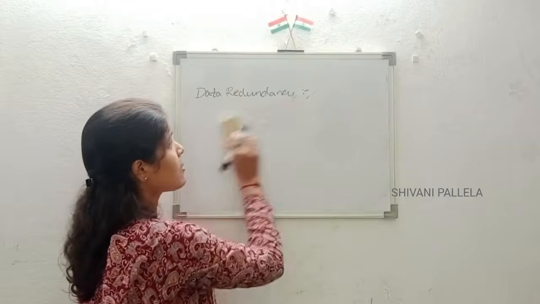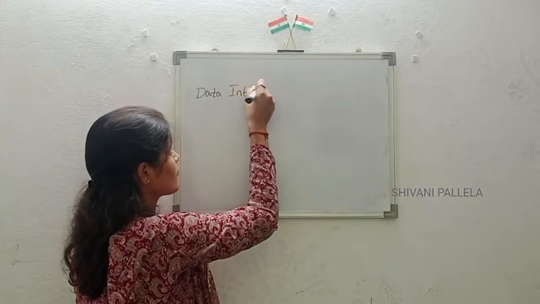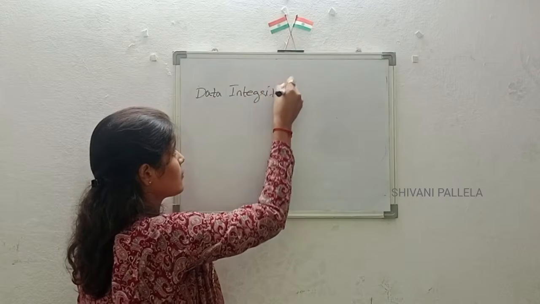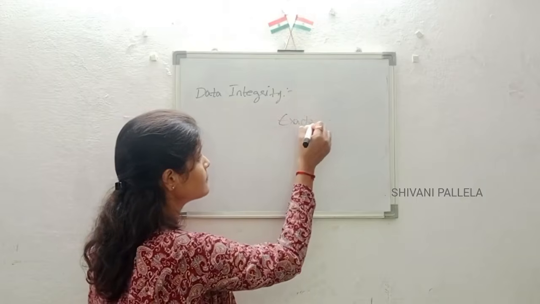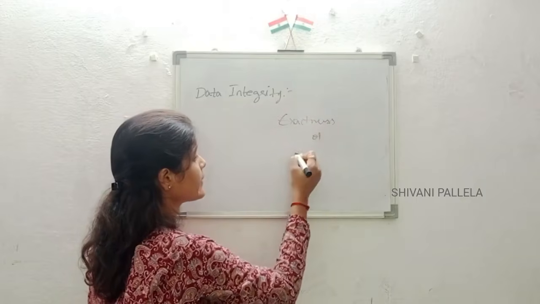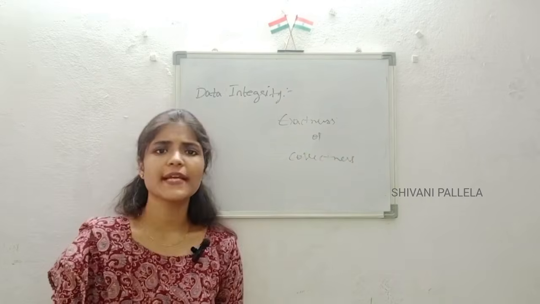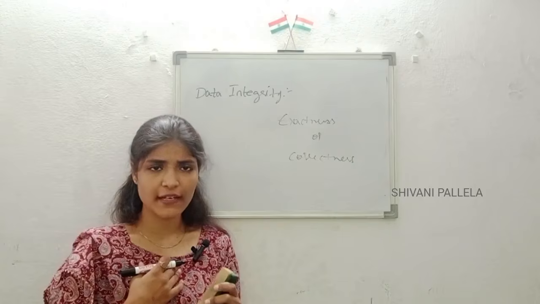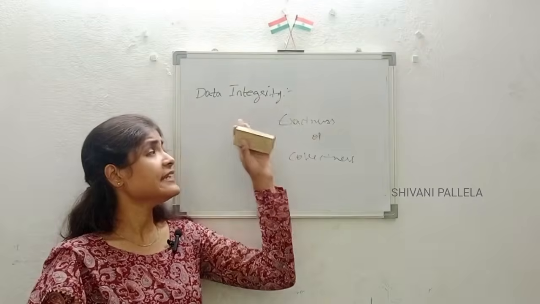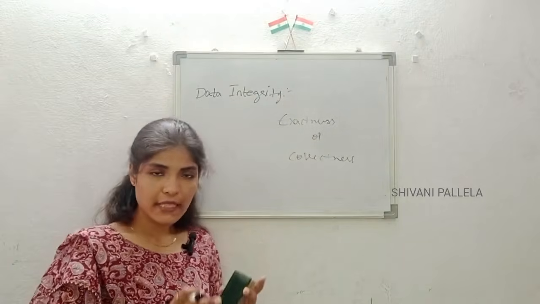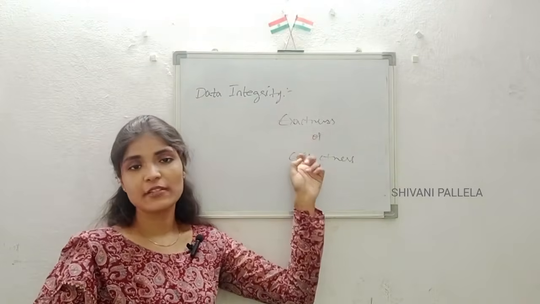So next we will discuss data integrity. Data integrity means exactness or correctness. Whatever data I require, only that I should store in the database. Data integrity means if I am collecting particular data, that should be correct, that should be exact to the point.